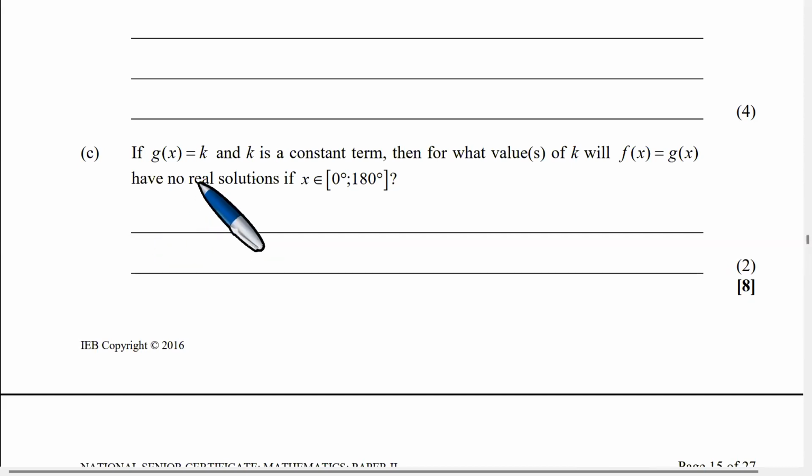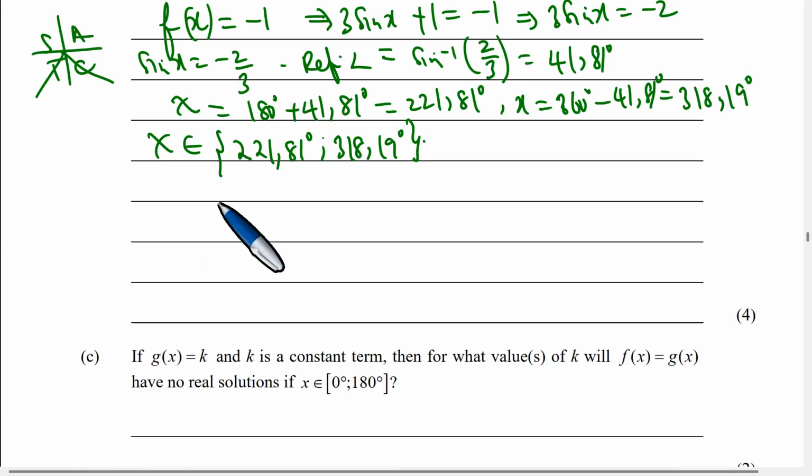If g of x is equal to k, and k is a constant term, then for what values of k will f equal g have no real solutions if x is in that interval? So if you look at C, if g of x is k and k is a constant term, for what values of k will f equal g have no real solution? Let's look at these.